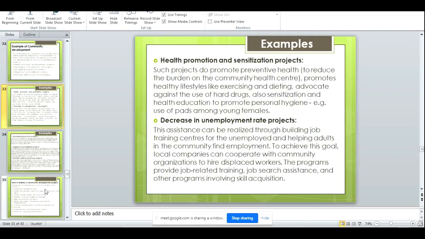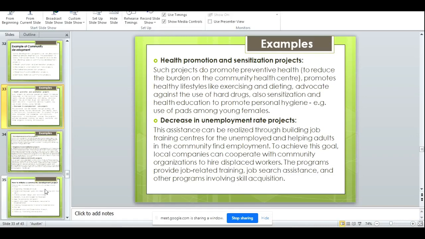Number 1, health promotion and sensitization. Such projects promote preventive health so that you can reduce the burden on the community health care center. It also helps to promote a healthy lifestyle, like exercising and dieting, for better health in the community. These programs also help to advocate against the use of hard drugs, and provide health education to promote personal hygiene. For example, the use of pads by young females.